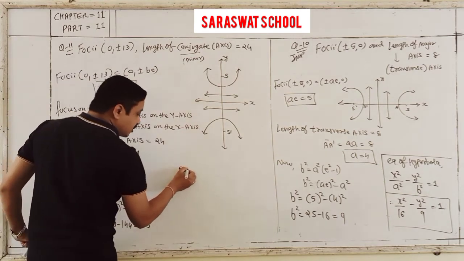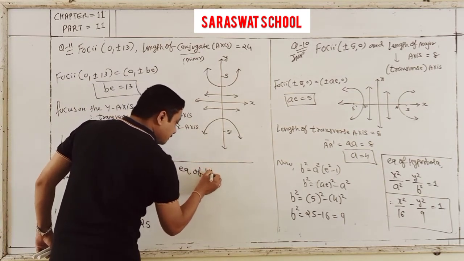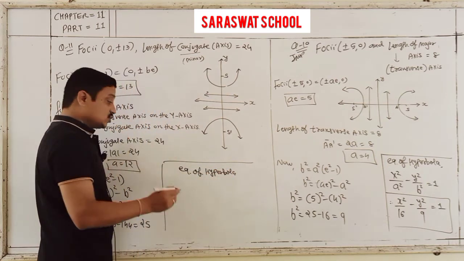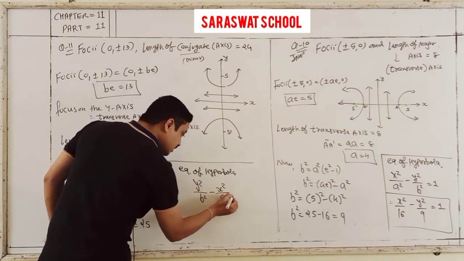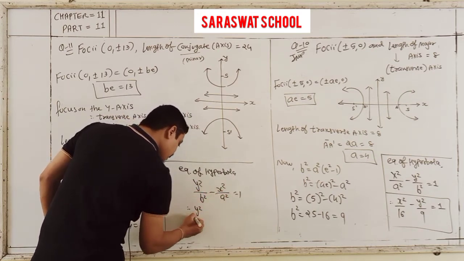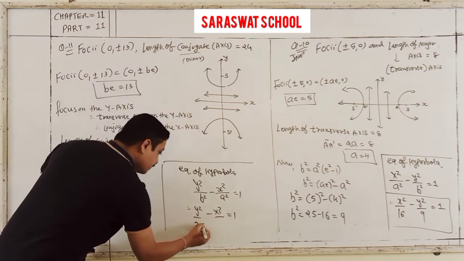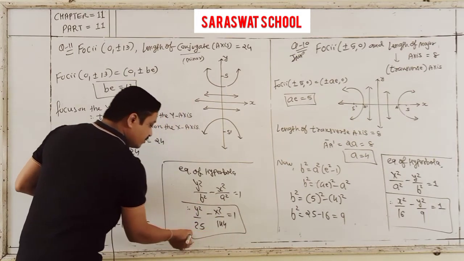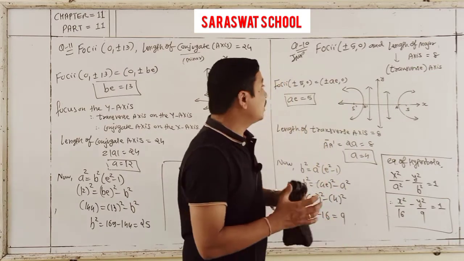It means the equation of the hyperbola finally. It is simple: the major axis is the y-axis, so y square by b square minus x square by a square is equal to 1. Now putting down your b square as 25 and a square as 144, and that should be your answer. Now continue with the question after 11.